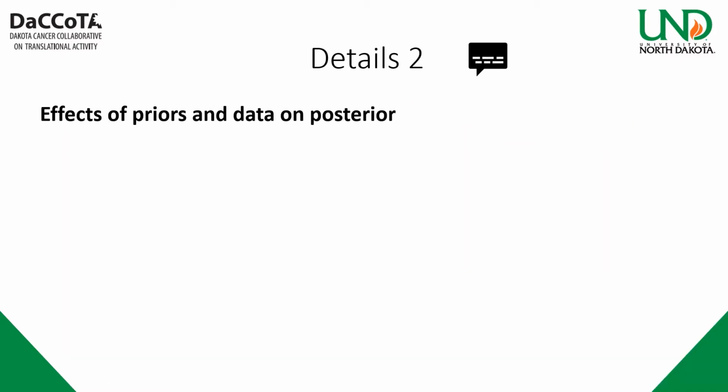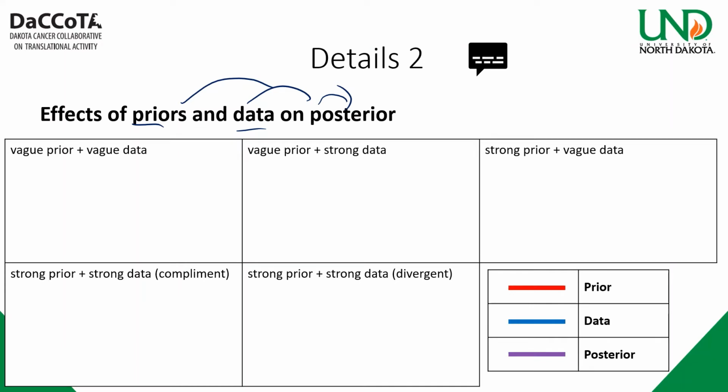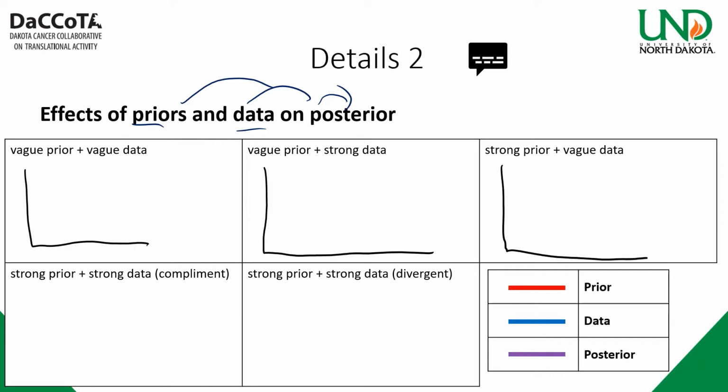So now let's talk about the effects of priors and data on the posterior, because those are the two pieces. Priors and data will determine our posterior. There are a lot of different ways this could be set up. Let's just get started with our priors. So let's just draw some graphs here. Hopefully this exercise helps you get more familiar with what's going into these models and what will come out. So say a vague prior, we don't really have any information, so we put it across here.